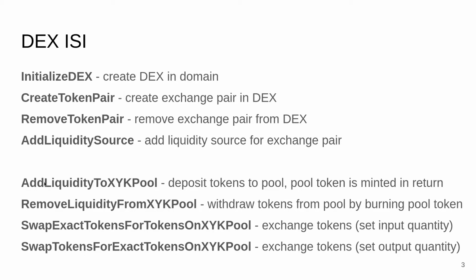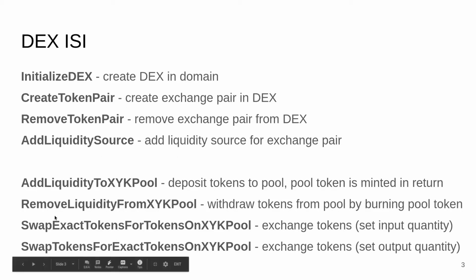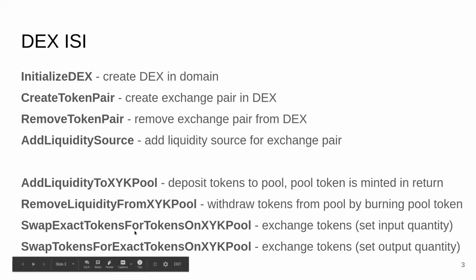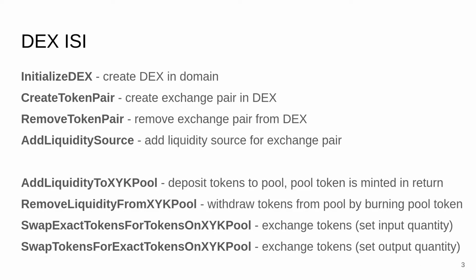We can add liquidity, so basically depositing tokens to that pool. And the pool tokens are minted in return for adding liquidity, which can be burned with remove liquidity to withdraw the initial tokens back. And also we have swapping ISIs. These are two because one is taking the desired input quantity, and the other one is taking the desired output quantity of tokens which the user wants to be swapped in return for the other type of token.